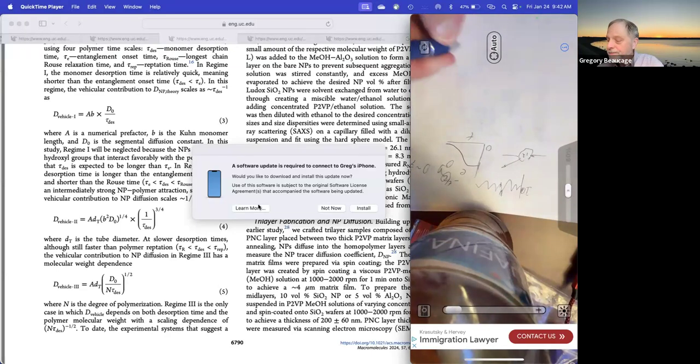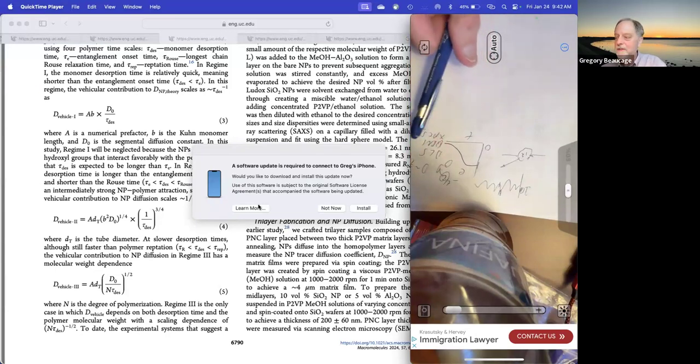Anyway, that's called dynamic light scattering, quasi-elastic neutron scattering, X-ray photon correlation spectroscopy. So you can do it with light, neutrons, X-rays, more or less. And you just get the diffusion coefficient from that.